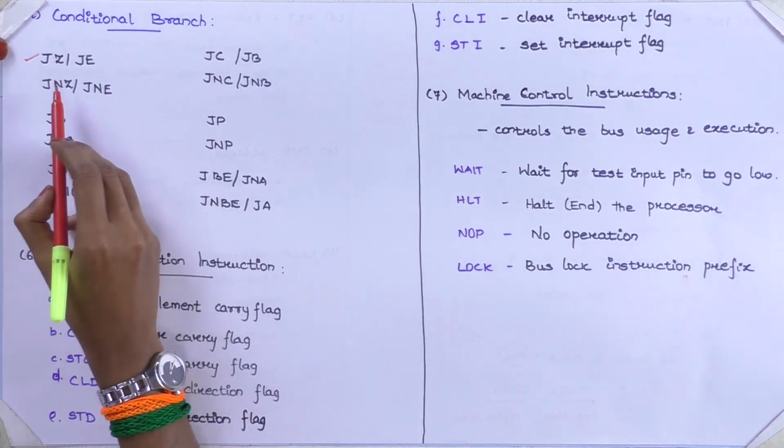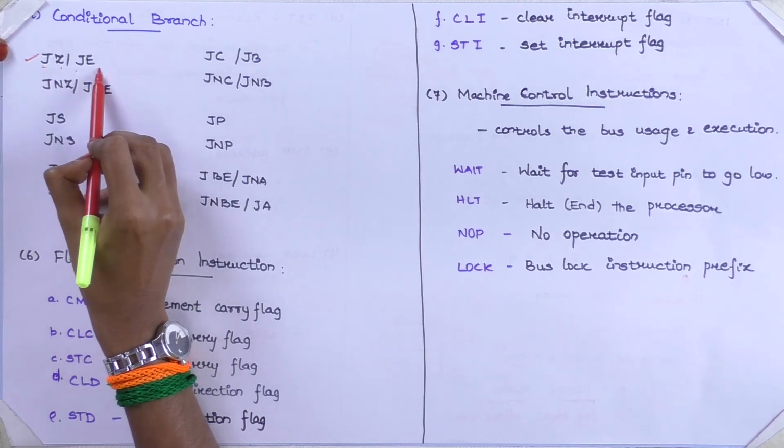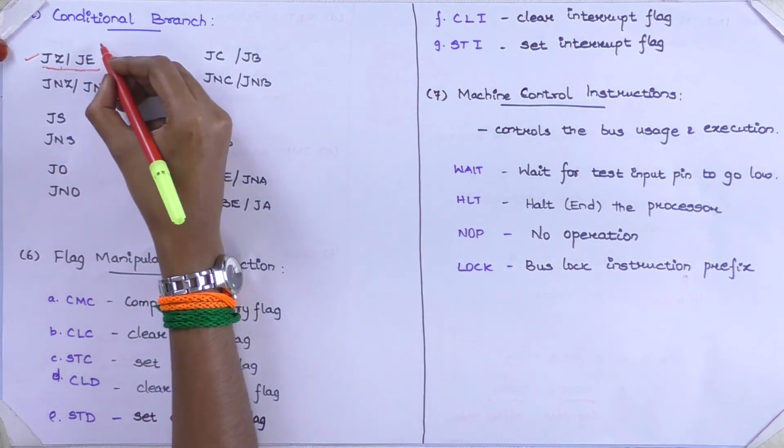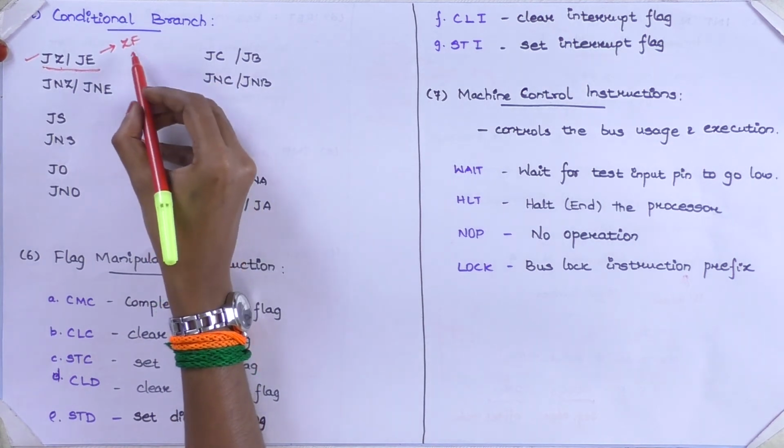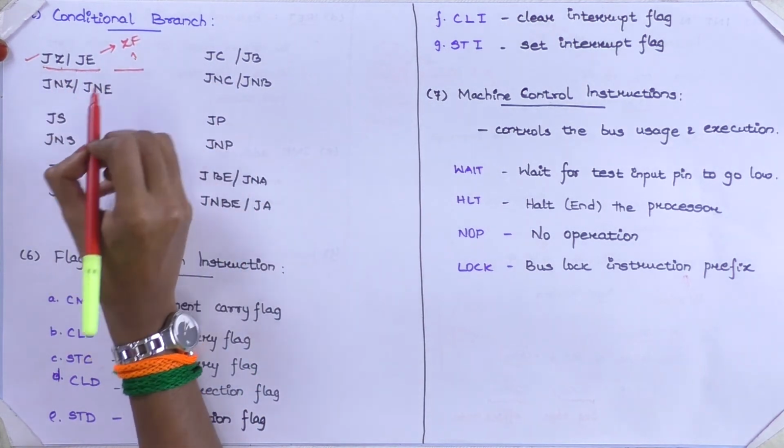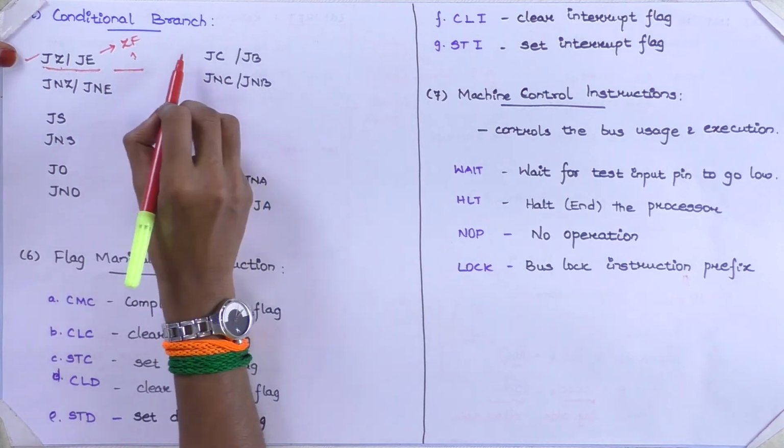The first conditional instruction is jump on zero or jump on equal. This instruction will check the zero flag, whether that bit is 1 or not. If it is 1, it will jump to the address mentioned in the instruction, otherwise it won't.